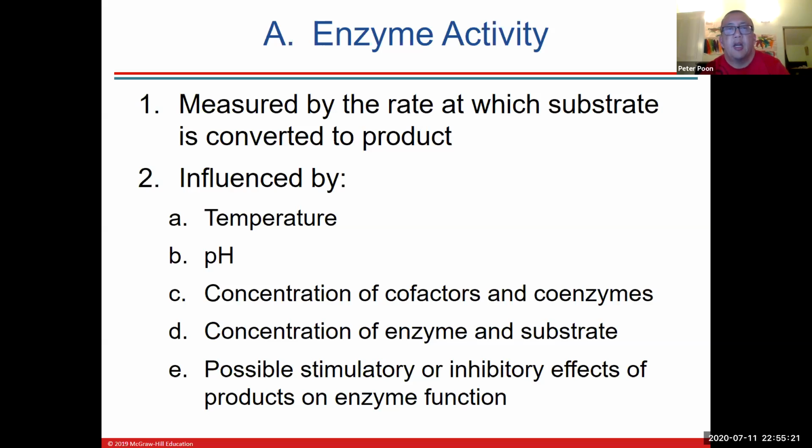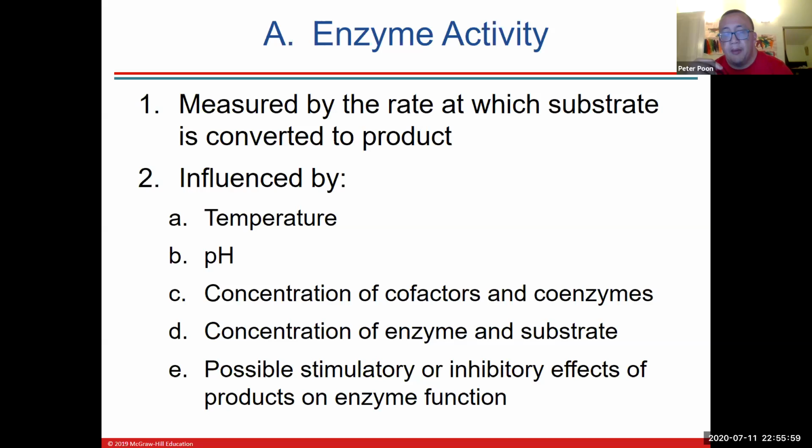Enzyme activity is measured by the rate at which the substrate is converted to products. It's influenced by temperature. At first, when you increase the temperature, the enzyme functions faster because the molecules are moving faster, so the substrate runs into the enzyme more quickly. But eventually the enzyme will denature, and then there's no active site, so you have no function.